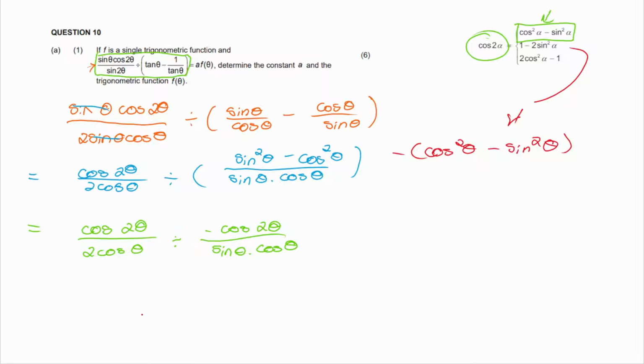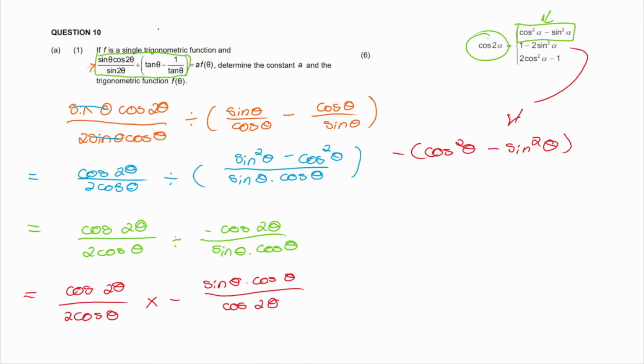Well, we've made everything smaller and we're dividing, so we can just tip and times. So we have cos 2 theta over 2 cos theta, and remember we're tipping and timesing, so it's negative sine theta cos theta over cos 2 theta.